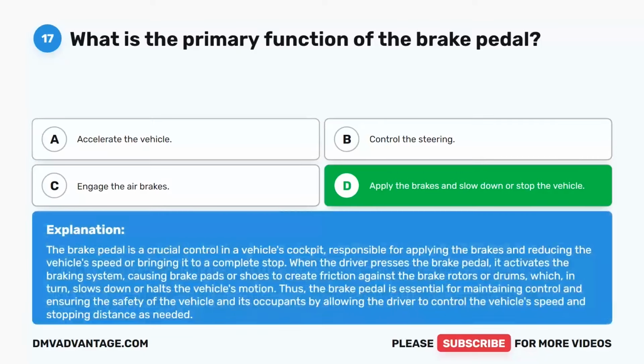The brake pedal is a crucial control in a vehicle's cockpit, responsible for applying the brakes and reducing the vehicle's speed or bringing it to a complete stop. When the driver presses the brake pedal, it activates the braking system, causing brake pads or shoes to create friction against the brake rotors or drums, which, in turn, slows down or halts the vehicle's motion. Thus, the brake pedal is essential for maintaining control and ensuring the safety of the vehicle and its occupants by allowing the driver to control the vehicle's speed and stopping distance as needed.